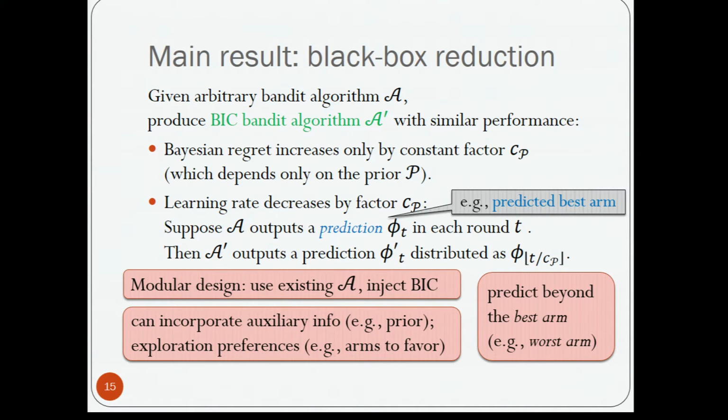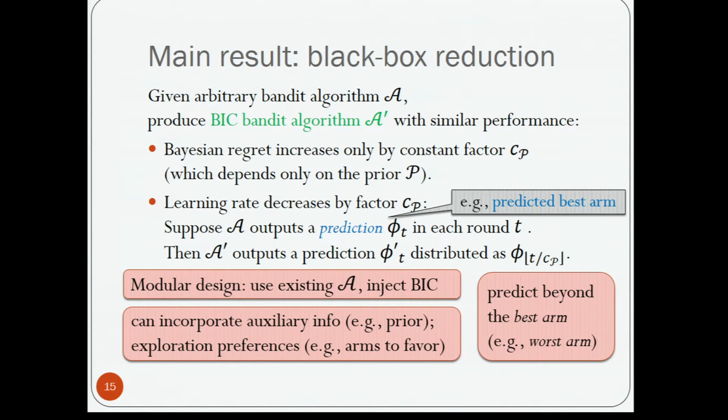Finally, like I said, the prediction does not have to be the best arm. I mean, we could be interested in which arms are low performing, and then we may hope to prune them away using regulation or something. So for all we care, the algorithm here could be predicting the worst arm, and it still works.